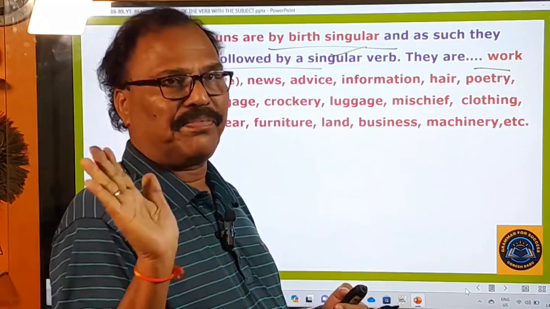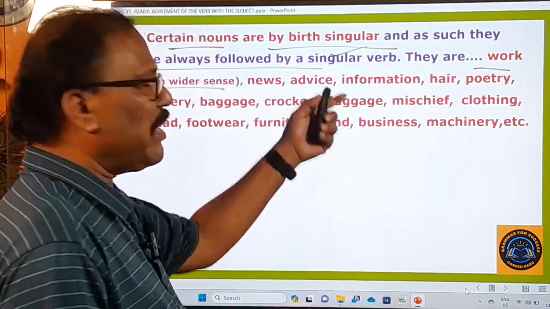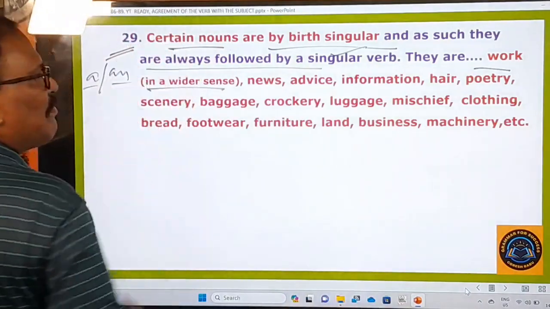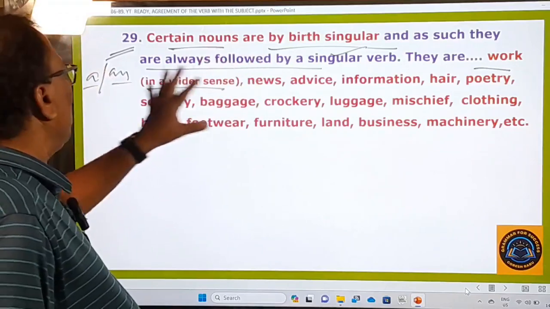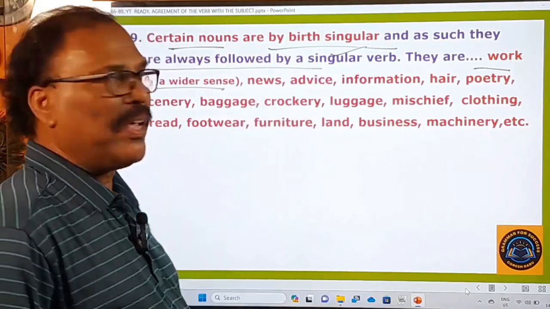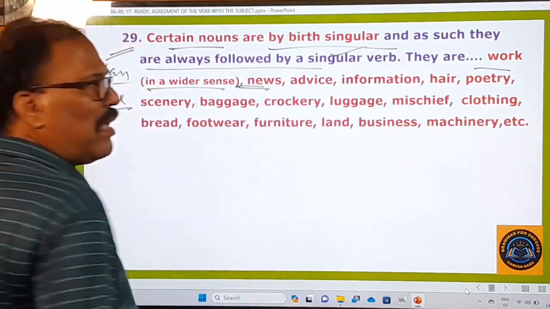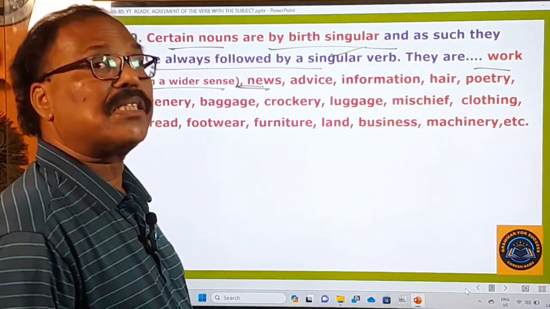A or an is not used before any one of them. Don't use a or an before any one of them, because though they are singular, they are not used with a or an. Don't say, I have a work at home, say, I have some work at home. Instead of a or an, you can use some. So, news is there. Don't say, it is a good news. It is some good news, right?